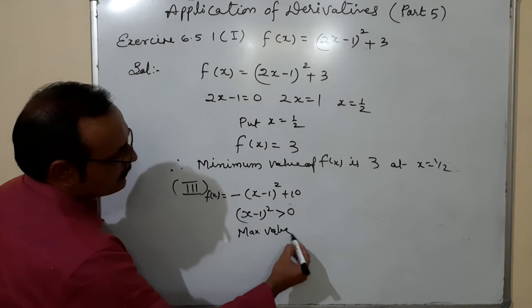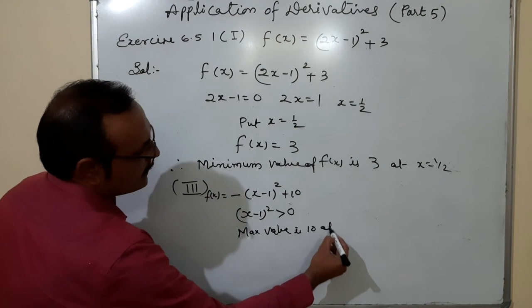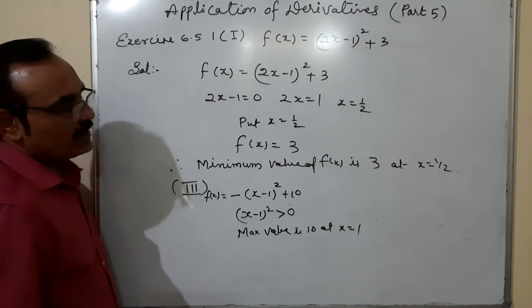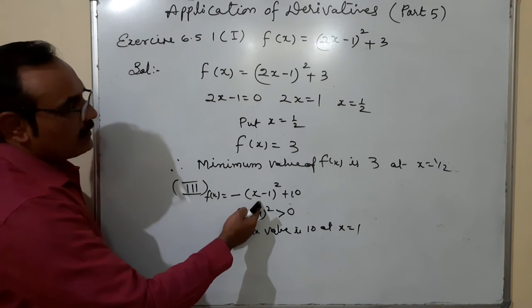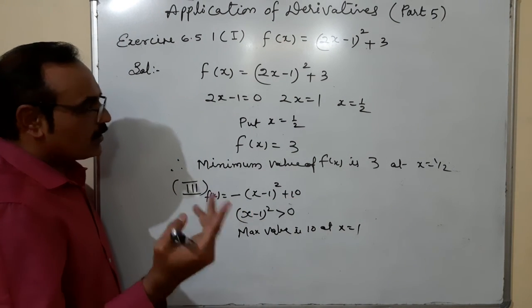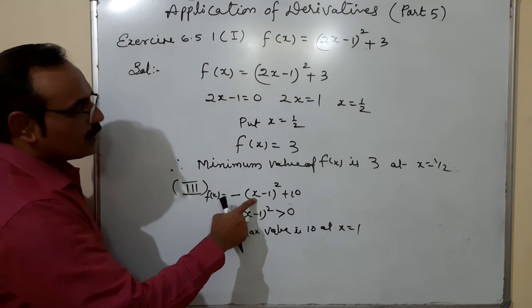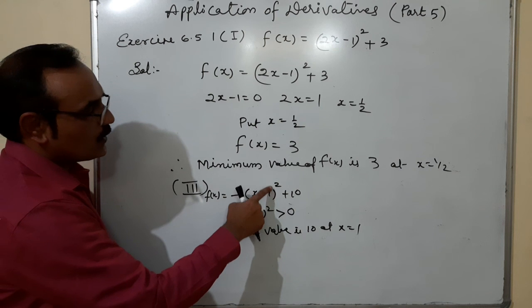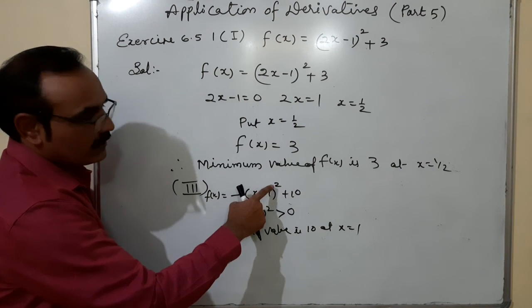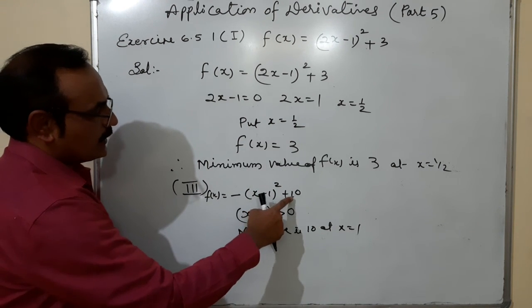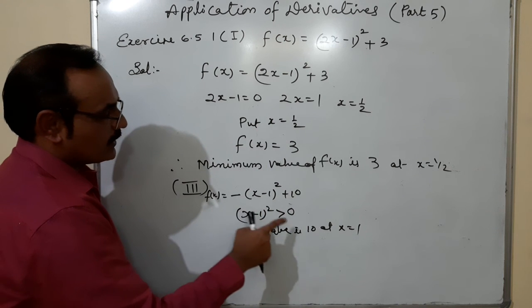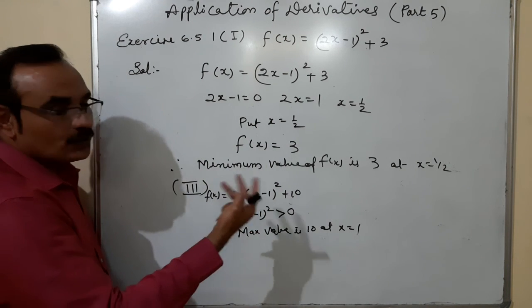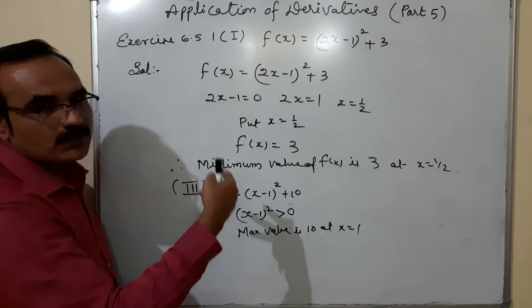Maximum value is 10 at x is equal to 1. When you put x is equal to 1, then the maximum value is 10. Now you try to put any other value. Let's suppose you put 2. 2 minus 1 is 1, square of 1 is 1, so 10 minus 1, it is coming 9. So you are not getting any value which is more than 10.